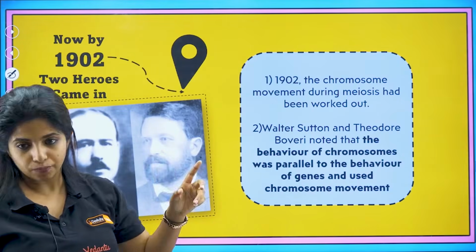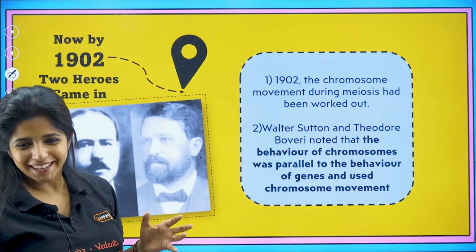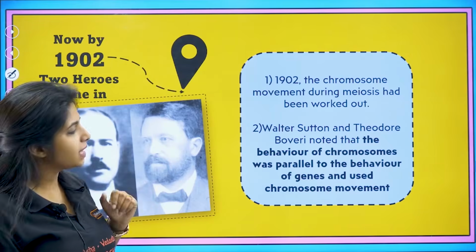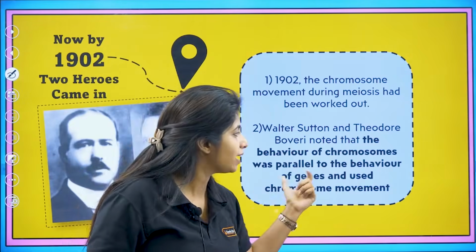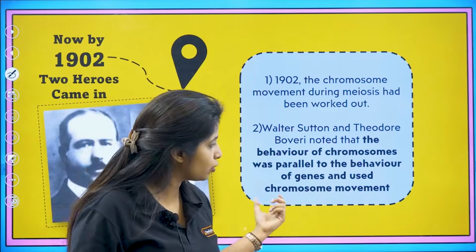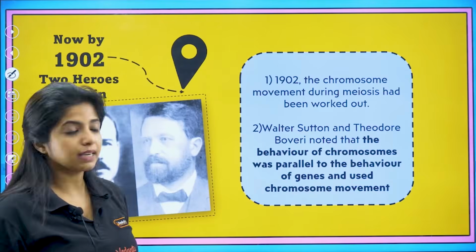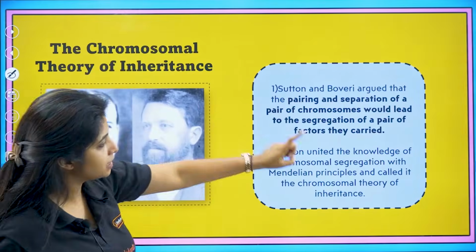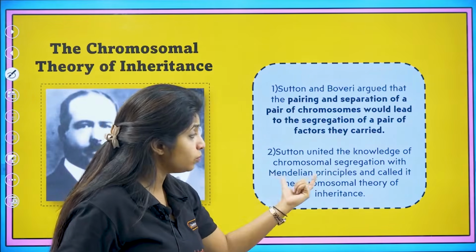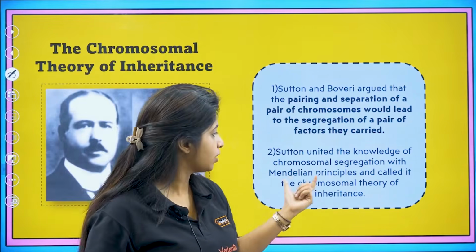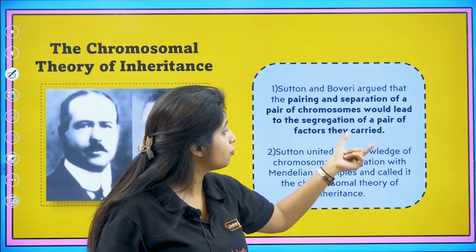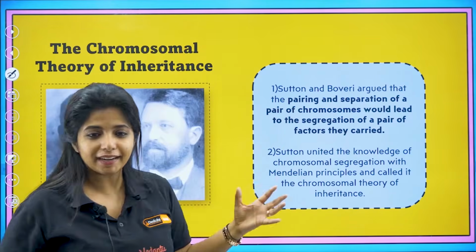Now, after 1900, 2 years later, 2 more people came in, and who were they? Sutton and Theodore Boveri, who came together in 1902. They said that the behavior of chromosomes was parallel to the behavior of genes, and they united chromosomal segregation with Mendelian principles. Pairing and separation of a pair of chromosomes would lead to segregation of a pair of factors that they carried. Didn't get it? I'll tell you.